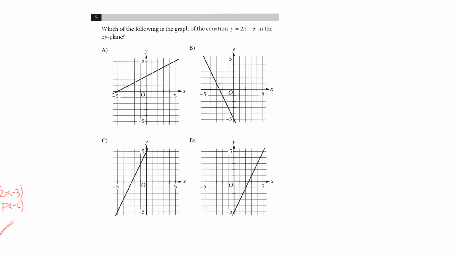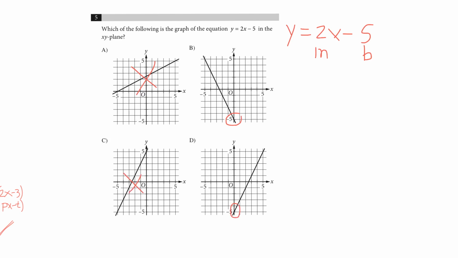Okay, problem number 5 says, which of the following is the graph of the equation y equals 2x minus 5 in the xy plane? So if you look at this, y is equal to 2x minus 5. We know that we have a slope of 2, and the y-intercept is negative 5. So I'm looking for a y-intercept of negative 5, so it can't be this one. Could be this one. Could be this one. It can't be this one.